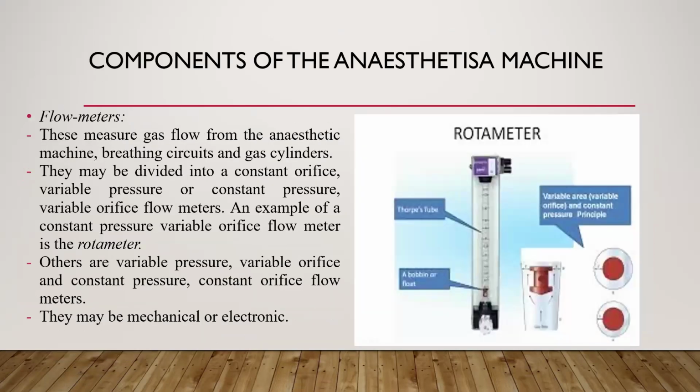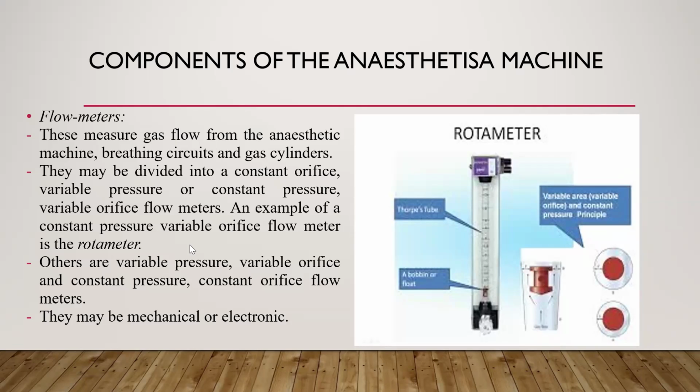All right, the flow meters. This is something that you cannot miss in the exam also. Someone is asking, is that one used for asthmatic patients? Okay. All right, the flow meters are very important because they help to measure the volume of gases that is being delivered to the patient. They measure the flow from the anesthetic machine, breathing circuit, and the gas cylinders. And there are different types.